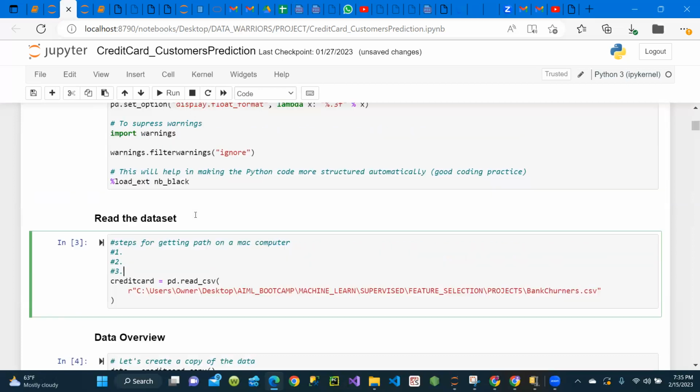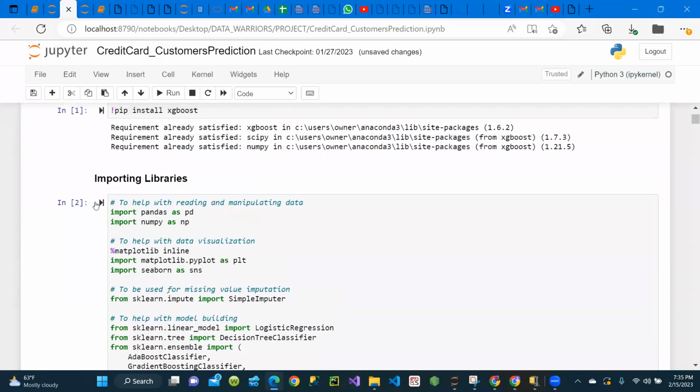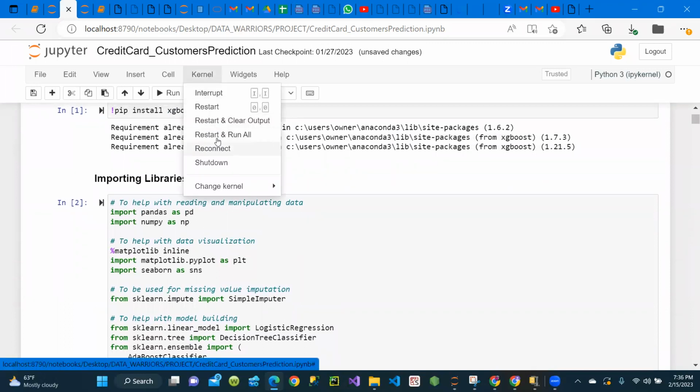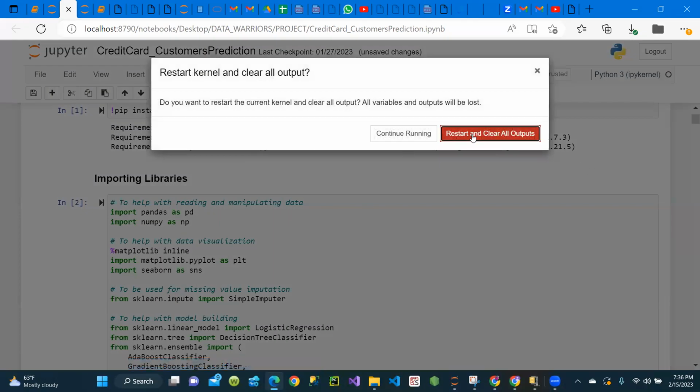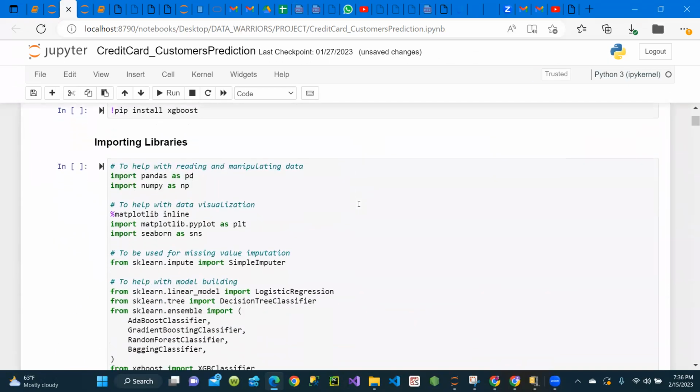So my path is good. When I come here, the first thing, you go to Kernel here and say restart and clear output, so everything goes. Then you start with this. It's going to run. You see, it has turned into one. That's step number one: importing libraries.